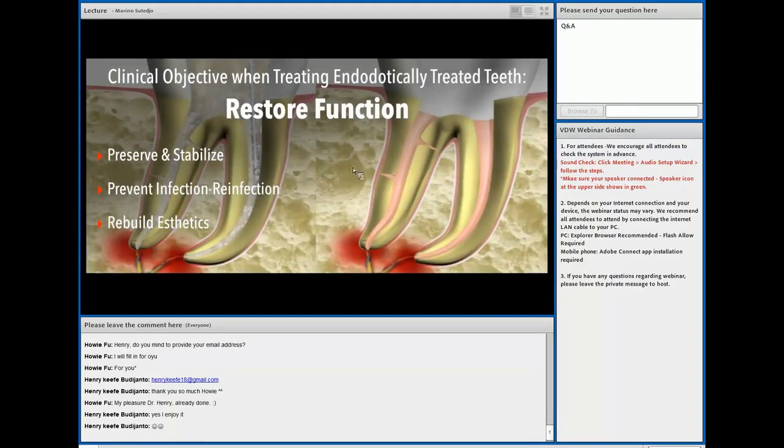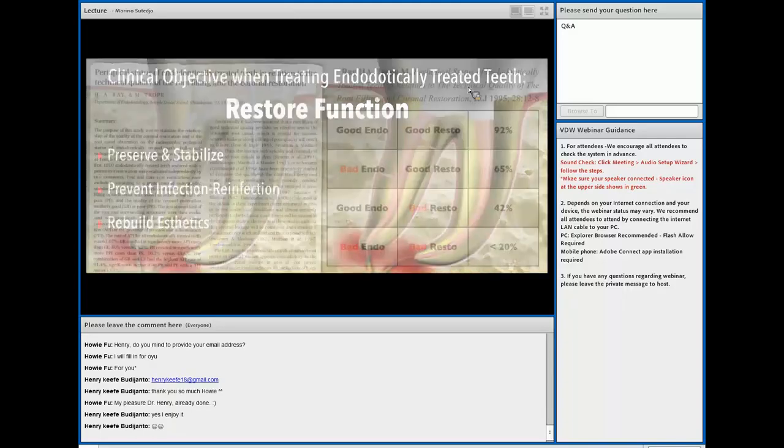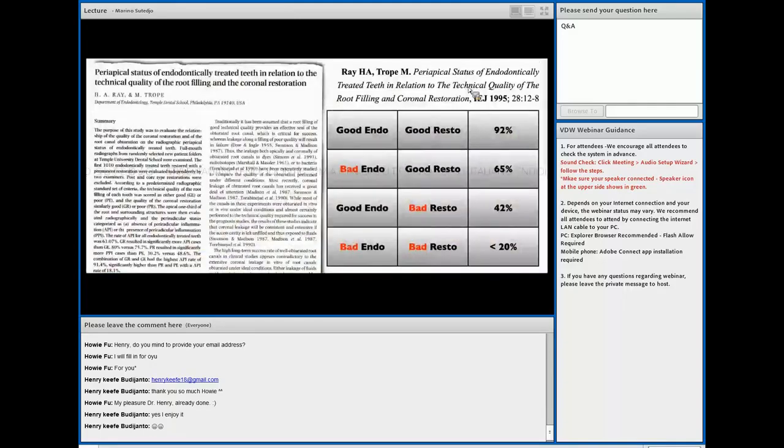So once again, the clinical objective when we are treating endodontically treated teeth, in conjunction with minimally invasive endodontics, is that we need to remember that we also need to restore function, because the final objective of endodontic treatment is to save the natural tooth and to make it function normally without any symptoms or problems. And in order to restore function, we need to preserve as much tooth structure as possible and stabilize the tooth structure. We need to prevent infections and also reinfections, and we need to rebuild aesthetics.